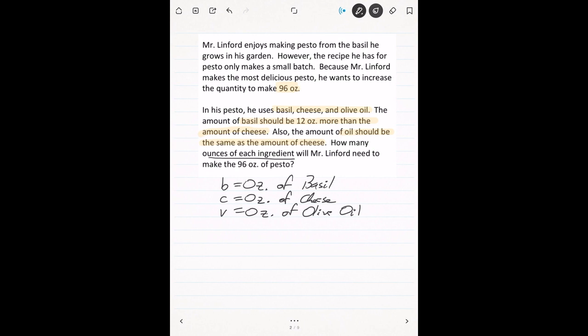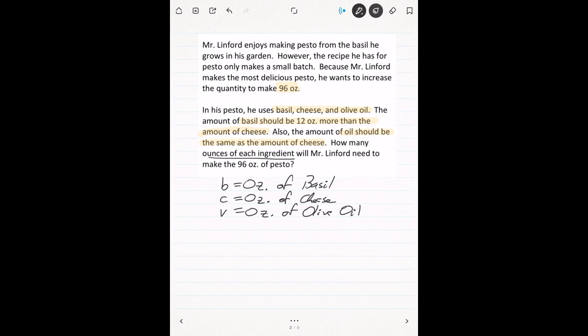So we have this situation where we've defined our unknowns, and we see that we have three unknowns, three things to solve for. So if we have three unknowns, we need three equations. If we're going to solve for each of these unknowns, we need the same amount of equations as variables. So if there's three variables, we need three equations. If there were four variables, we need four equations. If there were five variables, we need five equations, etc.